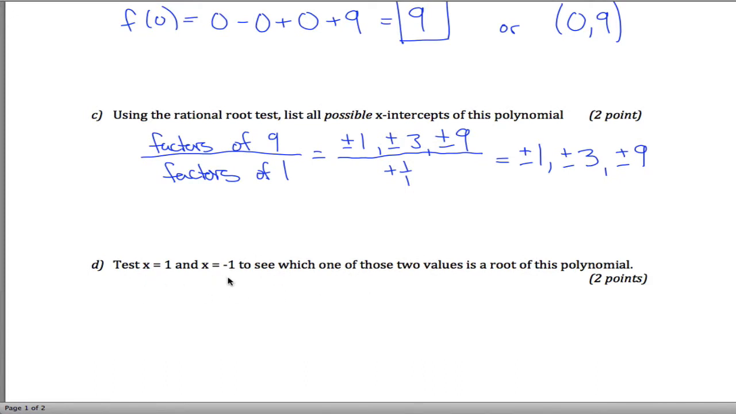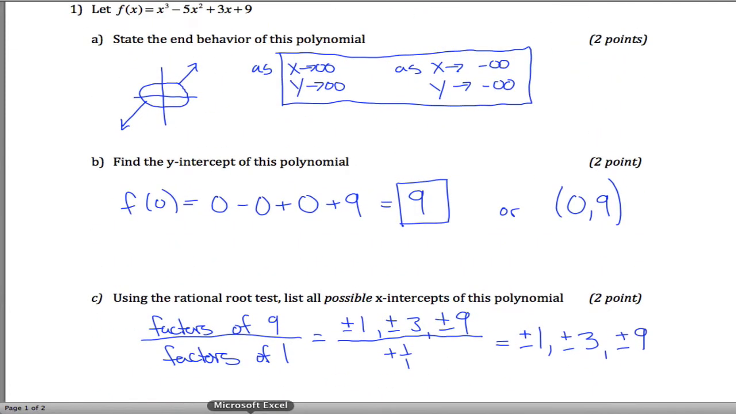Test x equals 1 and x equals negative 1 to see which one of these two values is a root of this polynomial. All right, the way you test them is you evaluate f of 1. To test 1, you evaluate f of 1. What I'm saying is put 1 into this polynomial and see what comes out. If 0 comes out, that means the point 1, 0 is on your graph. And if the point 1, 0 is on your graph, it means the graph goes through the point 1, 0. It means it's got an x-intercept at 1.